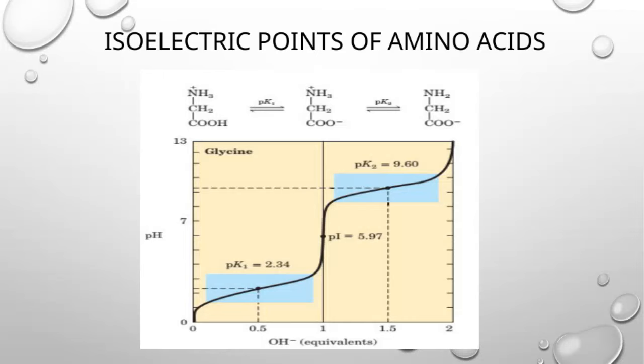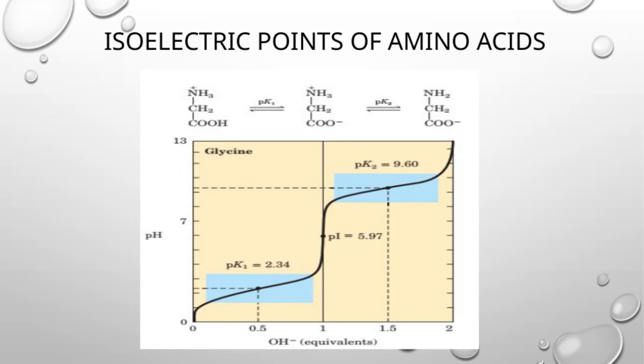Let's take a closer look at the isoelectric points of amino acids. This concept is crucial because it tells us the pH at which an amino acid carries no net electric charge. Understanding this helps us predict how amino acids behave in different environments, which is key in processes like protein purification. Each amino acid has a specific isoelectric point, determined by the pK values of its ionizable groups.